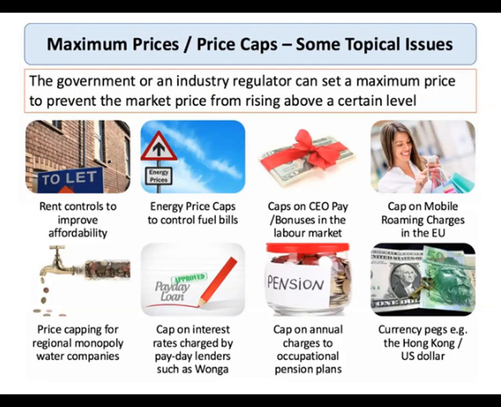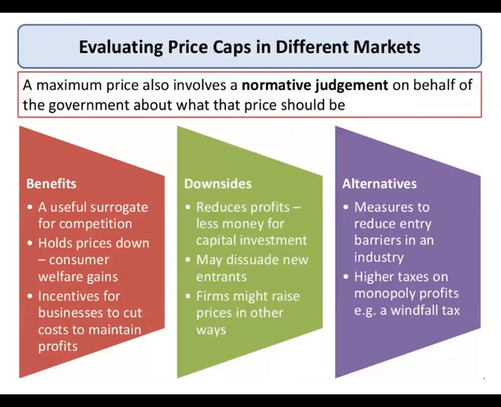Cap on annual charges to occupational pension plans. So again, some people are in situations where whenever they do retire, they're going to have an excessive pension pot, whereas others would have a pension pot that is not fully sufficient. Currency pegs, for example, the Hong Kong dollar and the US dollar. So you can also put caps on foreign exchange to prevent that quite distinct gap in currency rates between one and the other. So evaluating caps in different markets.